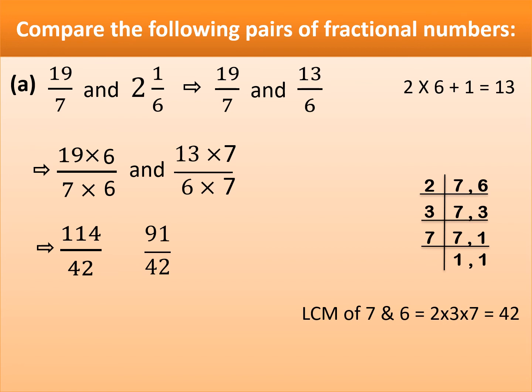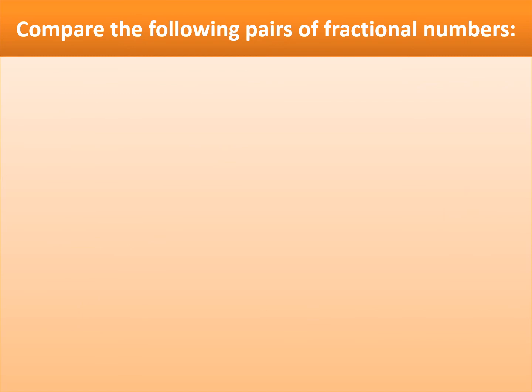As 114 is greater than 91, so 114 upon 42 is greater than 91 upon 42. So 19 upon 7 is also greater than 2 1 upon 6. Let's solve one more question. Compare the following pairs of fractional numbers. Question number B. 4 3 upon 4 and 20 upon 5.